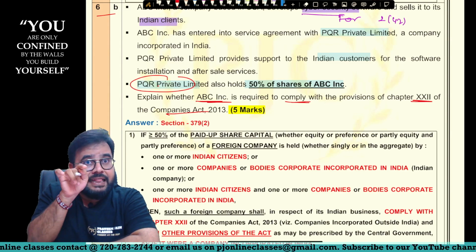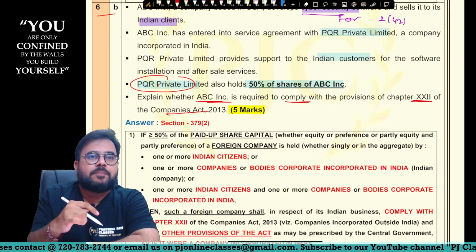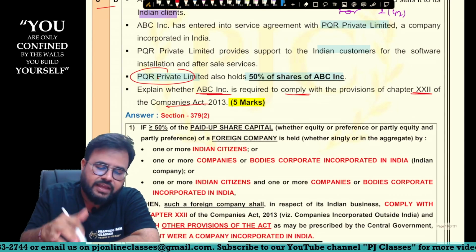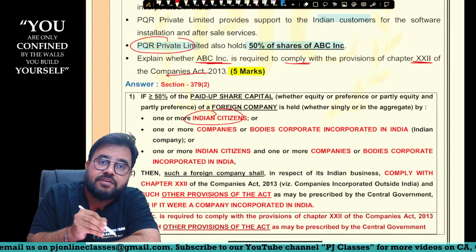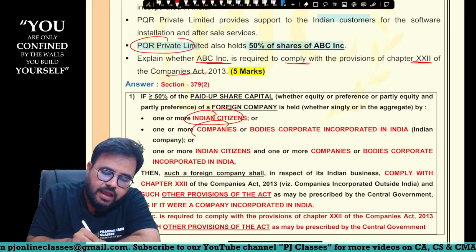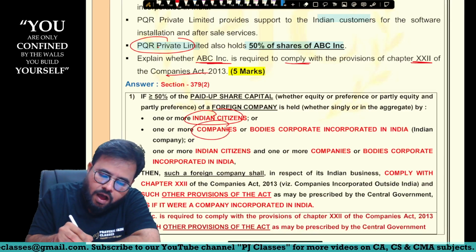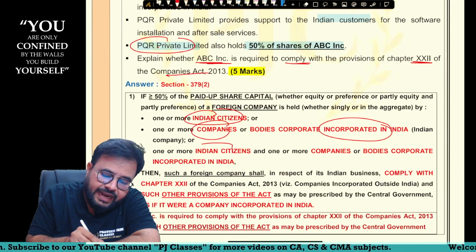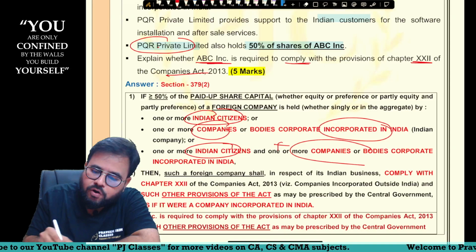But in that entity, if an Indian company is also having 50% or more of the capital, sir. Now, how can they have it, sir? Either Indian citizens may have it, or an Indian company, one or more body corporates incorporated in India, or Indian citizens and one or more body corporates.